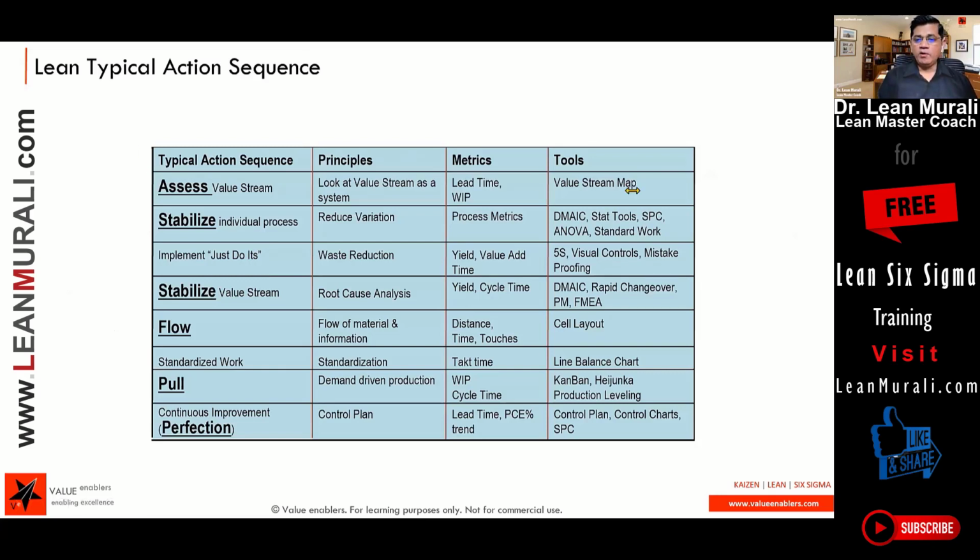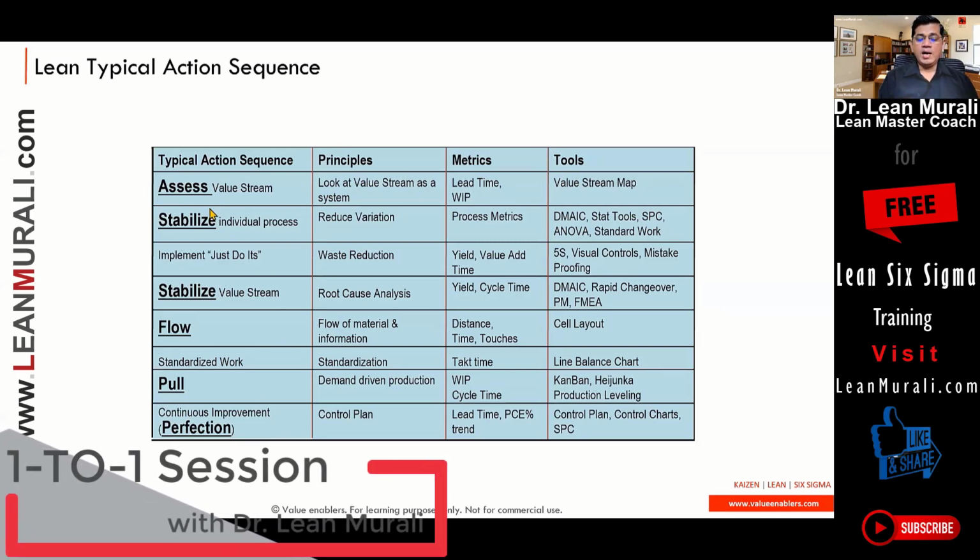We are talking about 4 columns. One is the action sequence. Second is the principles. Third is the metric. Fourth is the tools. Okay. The 4 columns: action sequence, in what sequence should you do things? What principle should you have in your mind when you're doing that action sequence? What are the metrics? How do you measure that action? And then what tools do you use with which you execute those actions?